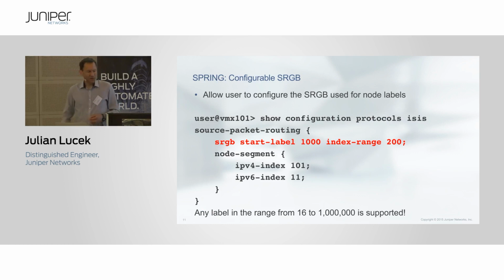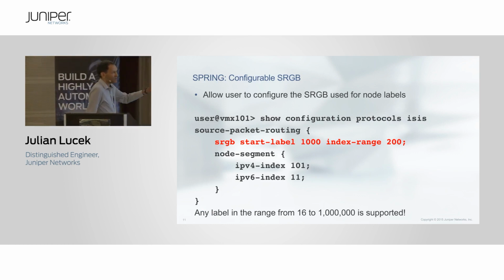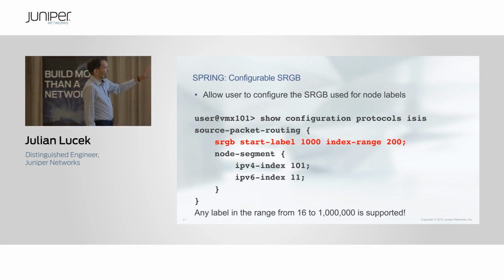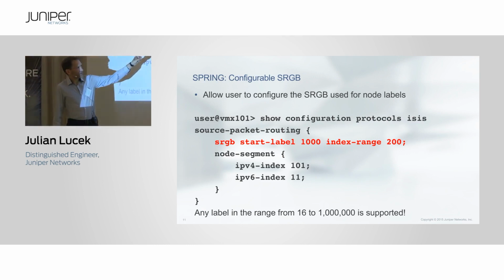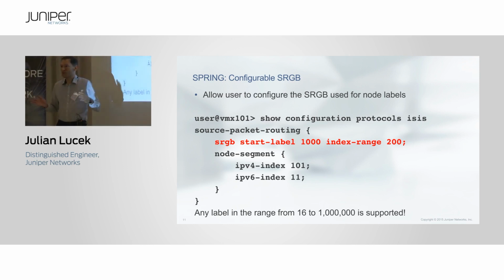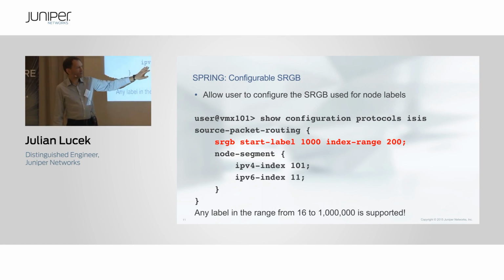And so what you'd do in the ISIS or OSPF config is you'd say, okay, the starting value in this example is 1,000, the range is 200, perhaps there's 100 routers in this network. We choose a range of 200 to allow for expansion in the number of routers. And then we specify the index for this particular router. So this particular router, we're allocating an index of 101 for IP version 4 packets and an index of 11 for IP version 6 packets so that those can be disambiguated.